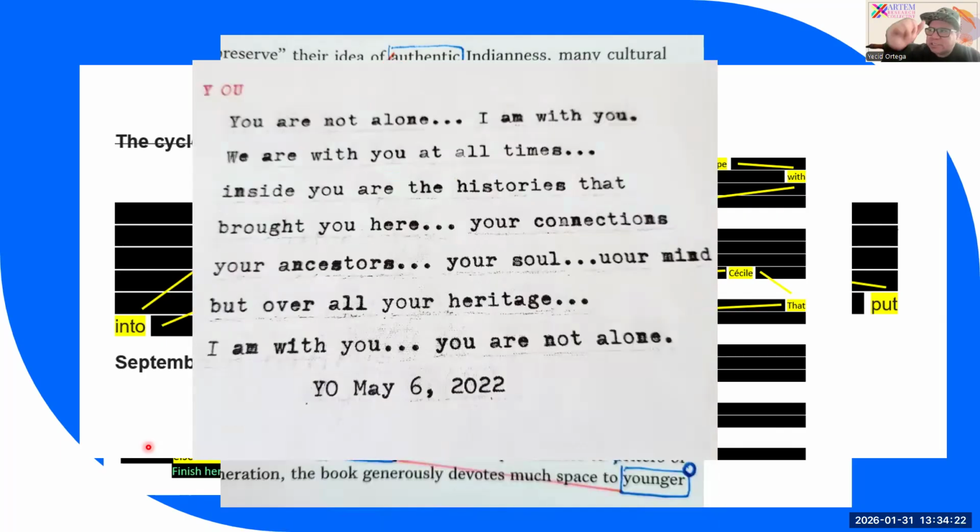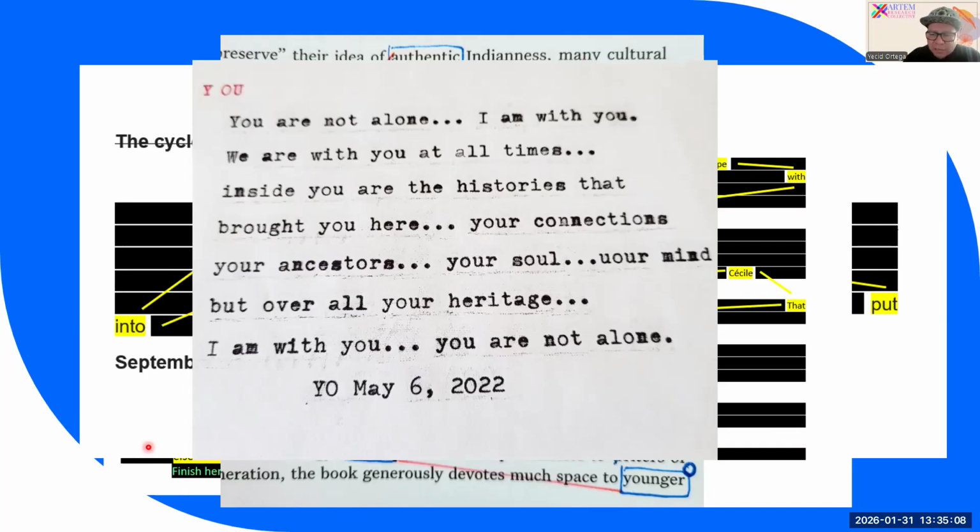And the last but not least, I have a typewriter. I love typewriting because, since forever, I have had my typewriter. So I did this sort of poem in response to some work and conversation that I was doing a few years back with indigenous people, and I responded to the indigenous people in this way, using this poem, saying, You are not alone. I am with you. We are with you at all times. Inside you are the histories that brought you here, your connections, your ancestors, your soul, your mind, but overall, your heritage. I'm with you. You are not alone.